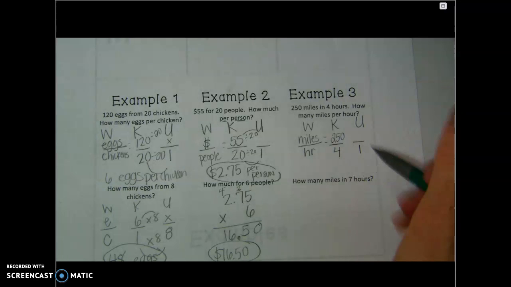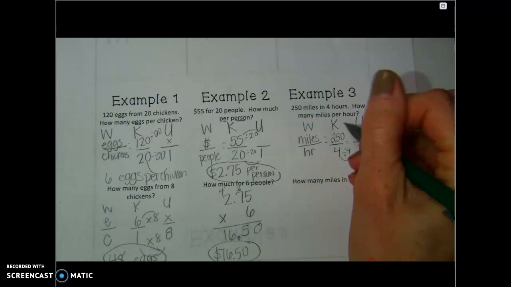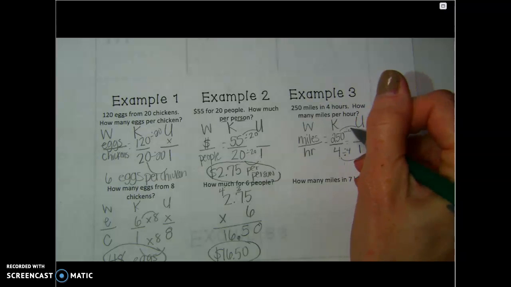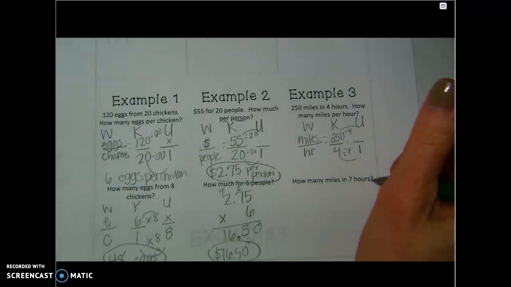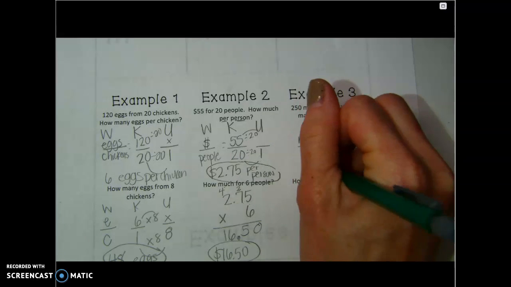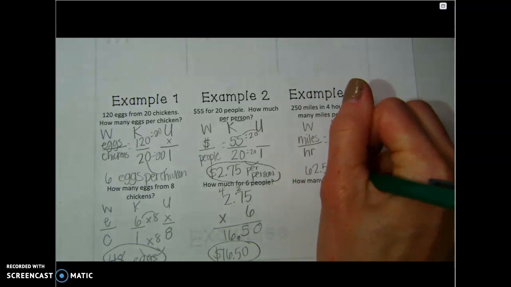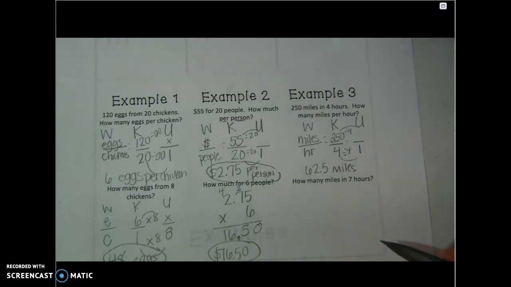So you have to ask yourself, how do I get from 4 to 1? What am I doing? I'm dividing by 4. Good. So I'm going to divide my top number by 4. This one is also a decimal. So this one you get 62.5 miles. Whenever you say 250 divided by 4, you get 62.5.